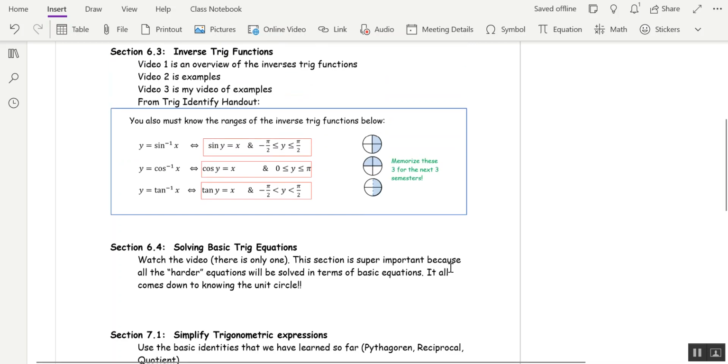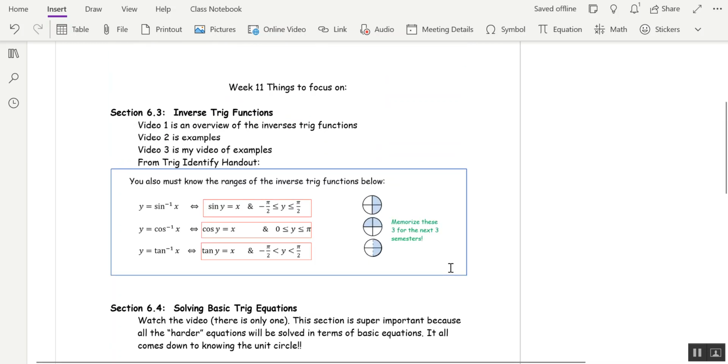And I've put a copy of that sheet into this module because at the bottom are the ranges for the inverse trig functions that you need to memorize until you're done taking calculus. And so here's an image of that. You really do need to know these ranges. I like to memorize them with these pictures here. I find that easier, and I explain that in my video.